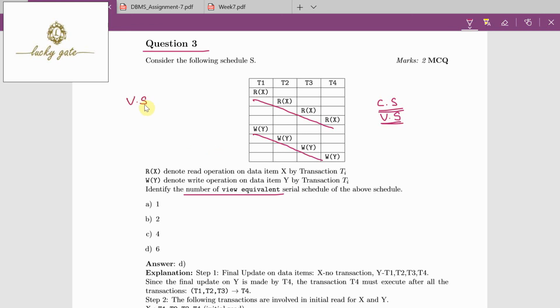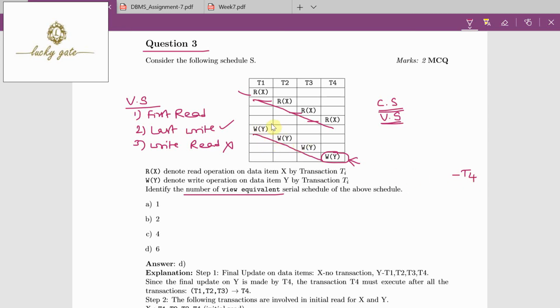For view serializability, it has to satisfy 3 rules. That is called first read, last write, and write reads. Observe in the given schedule, we don't have any write reads. And first reads are there, all are first reads only, which means it is possible for any of them to be first. And last writes, but among all writes, only T4 is the last write. Because T4 is the last write, T4 should come in the last position in the order of serializability.